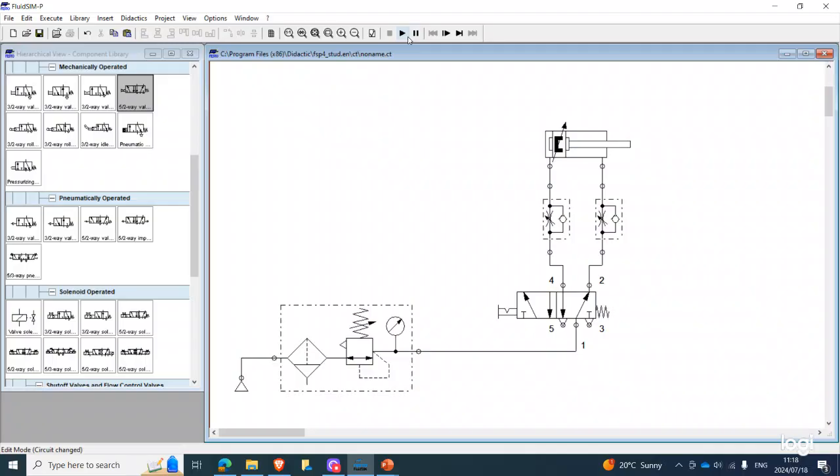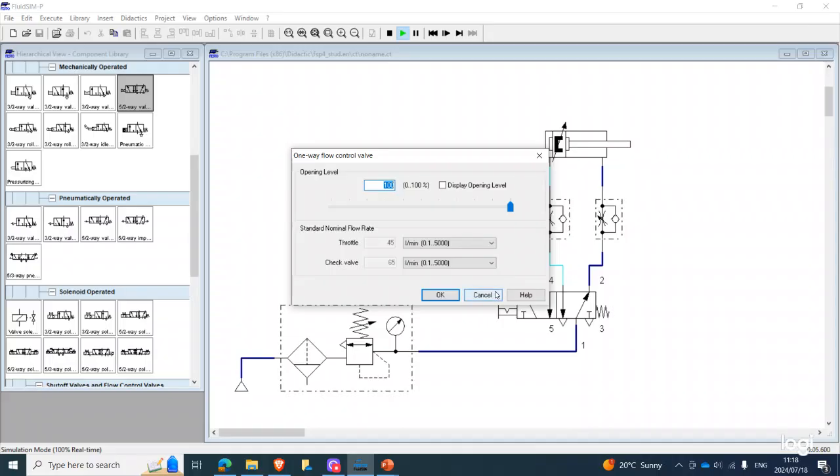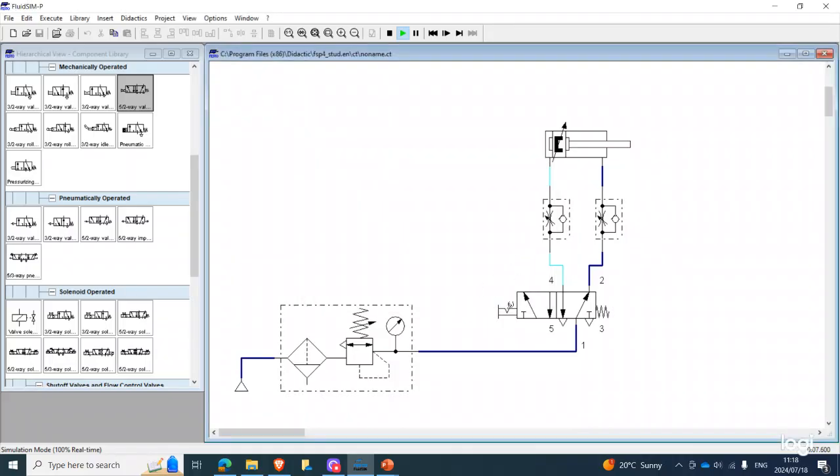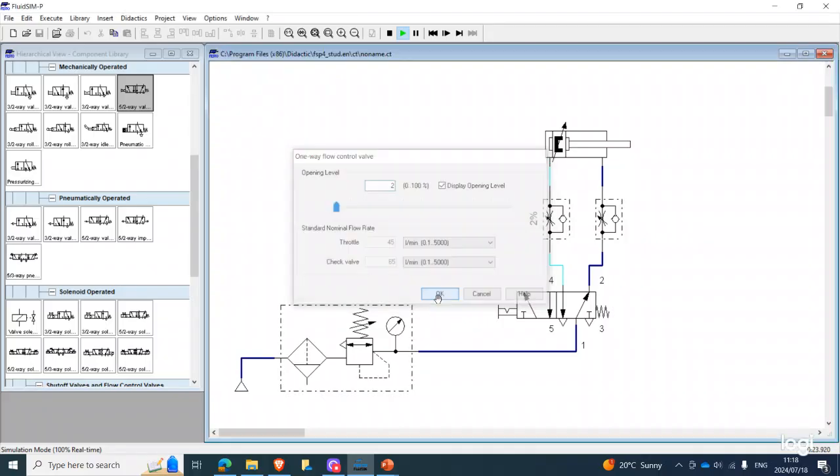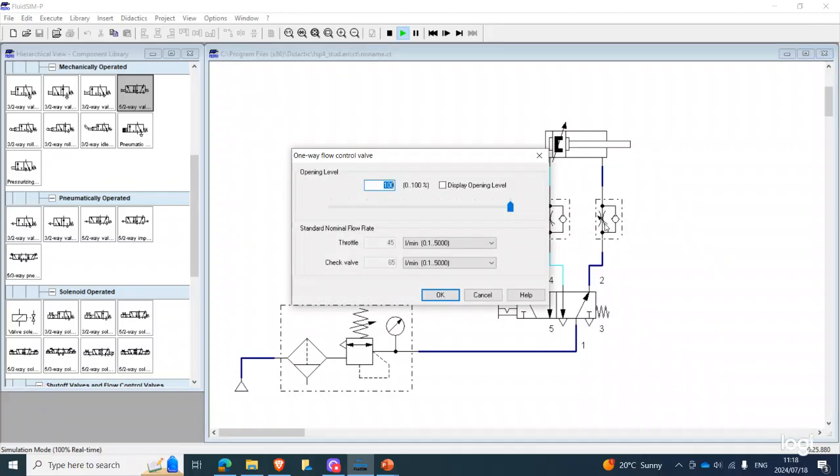And then now, so now another thing, right? You can see from here it's still advancing at high speed. So now to regulate the speed, we double click, and now to help you, we can display the opening level, right? And let's say we put it at 2%, for example. Put the opening level at 2% and then we also put this one at 2%, right?